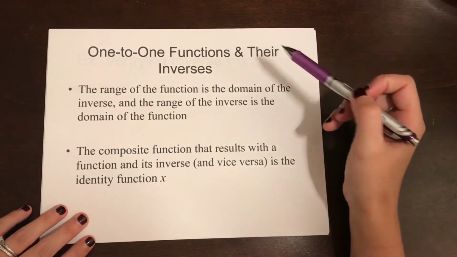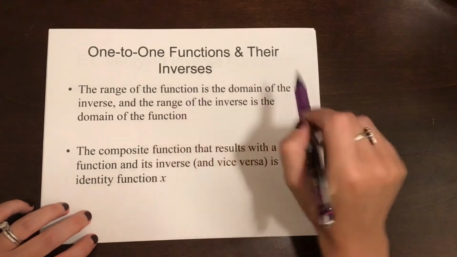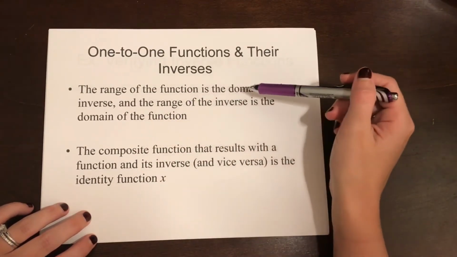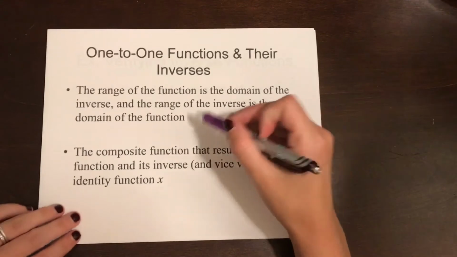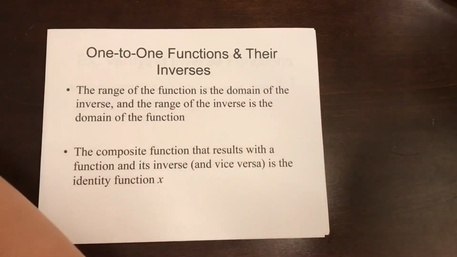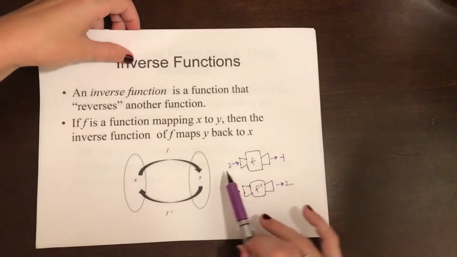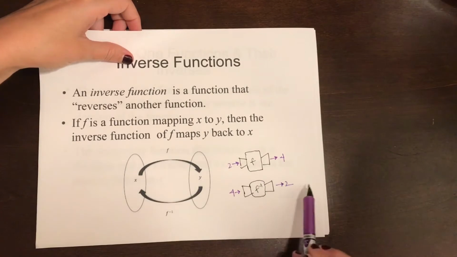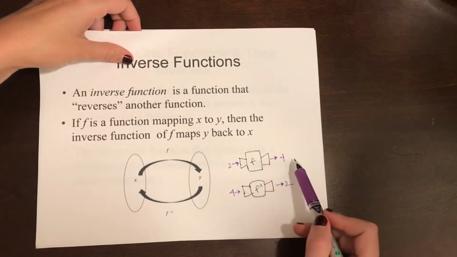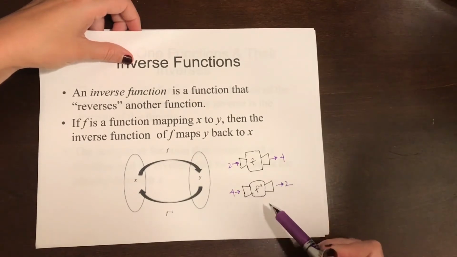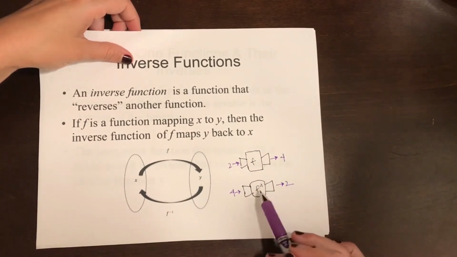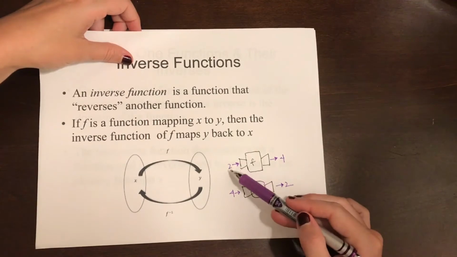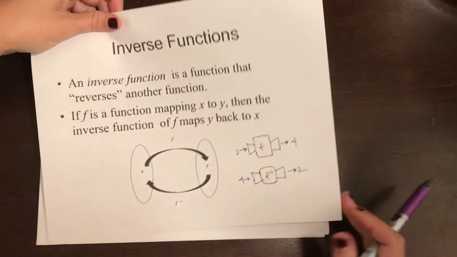Okay, so because inverse functions end up reversing each other, the range of the function is the domain of the inverse, and the range of the inverse is the domain of the function. So they flip-flop. Remember my function picture, all of the inputs for the function f are going to be outputs for f inverse, and all of the outputs for f will be the inputs for f inverse. So the range of f will be the domain of f inverse, and the domain of f will be the range of f inverse.